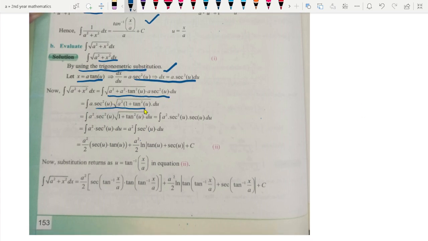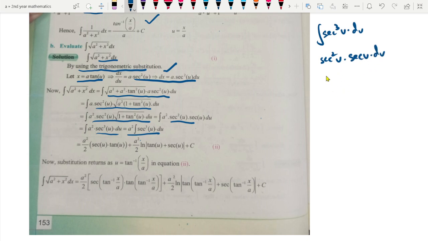When you simplify this, we will get this one, and at the end you will be left with this one. Now how do we take the integral of secant cube of u? So secant cube of u du, you can write it as secant square u dot secant u du. Okay, so this is equal to 1 plus tan square u into secant of u du.